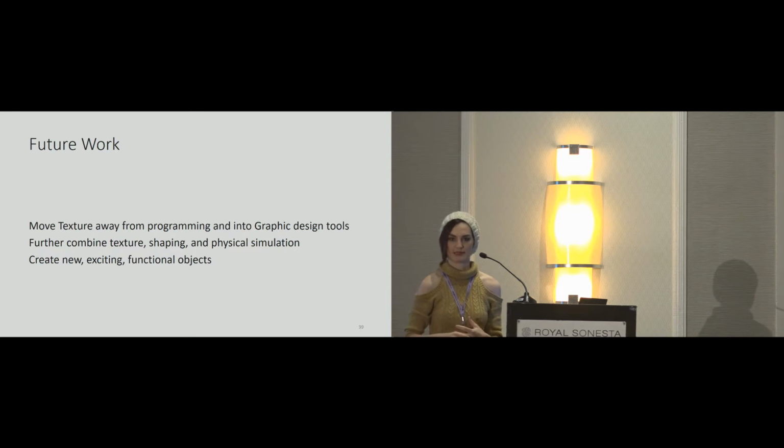So some future work to think about in this space. Ideally, we wouldn't be working with a programming language for a user interface, and so we need to use this as a jumping off point to build more graphical interfaces that might be more approachable for different types of designers. And then we further need to combine texture, shaping, and physical simulation so that we can really crack this problem of the shape and its relationship to the physical properties and the textures that it's built out of. And once we've done that, and while we're doing that, we can start to work on thinking about using tools like industrial knitting to produce more interesting, soft, functional objects.